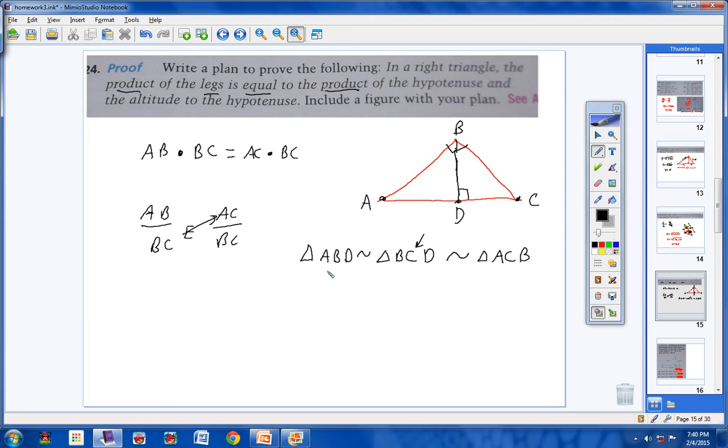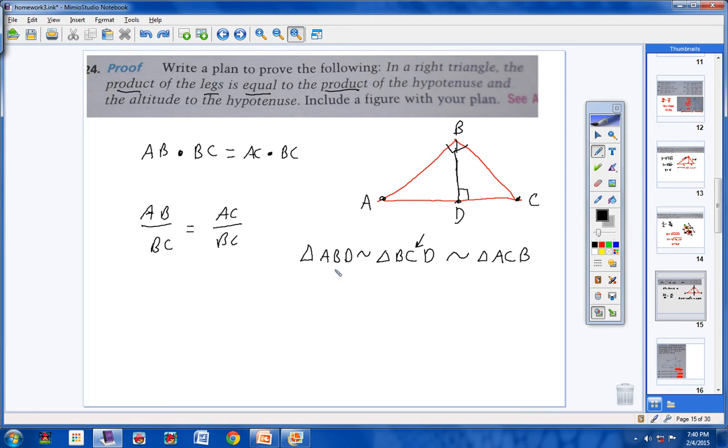So, my plan of attack so far is to write my similarity statements. My next plan of attack is to write a proportion like this. So, I would like to have AB over BC, or I would like to have AC here and BC up here. So AB over AC, either one of those is fine. So I'm looking for AB over BC or AB over AC. Well, let's see, here it is. This might work here.